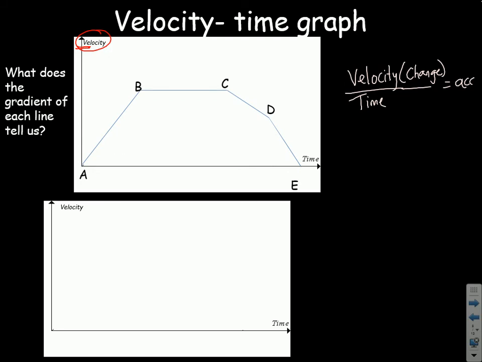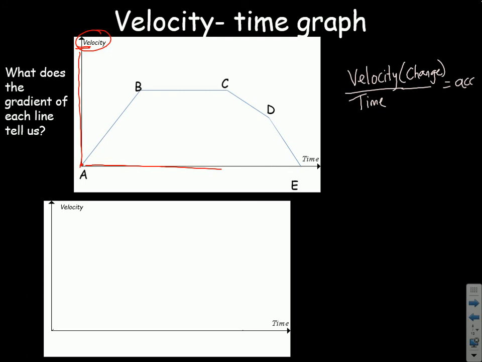Well, our change in velocity is what we have on our y-axis. It's here. And our time is what we have on our x-axis. So actually when they ask you to calculate the acceleration, what they're really asking you to do is to calculate the gradient of the line. So how do we do that? Just like we did for the distance time graph when we were calculating speed.